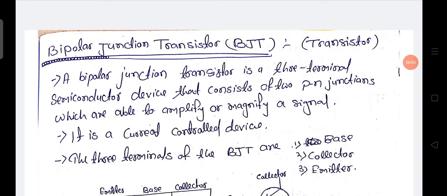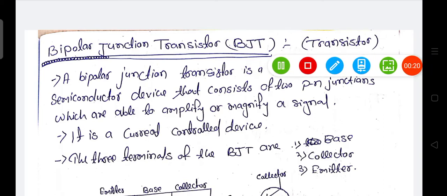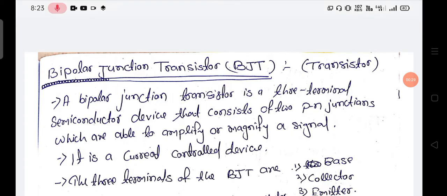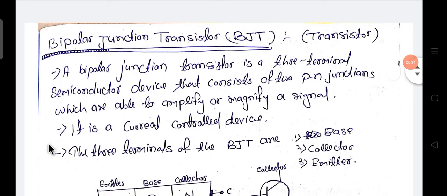Today we are going to study about BJT, Bipolar Junction Transistor. What is Bipolar Junction Transistor? Now, what is bipolar junction? And this bipolar junction transistor is also called only transistor, or BJT.